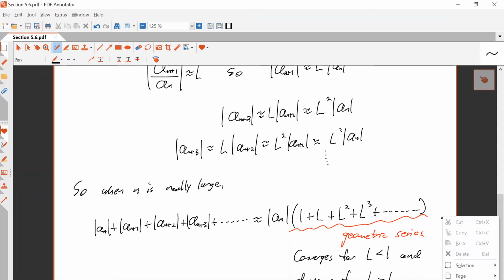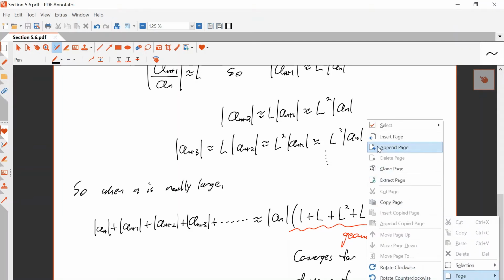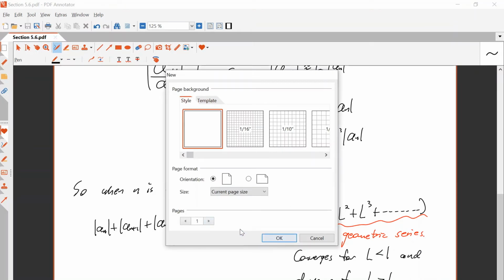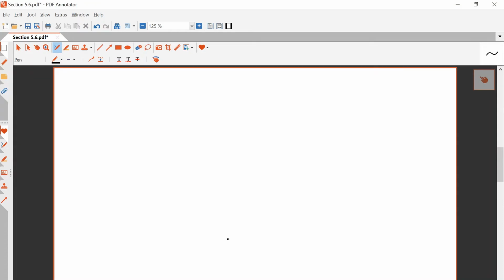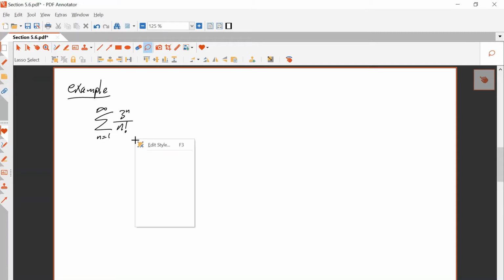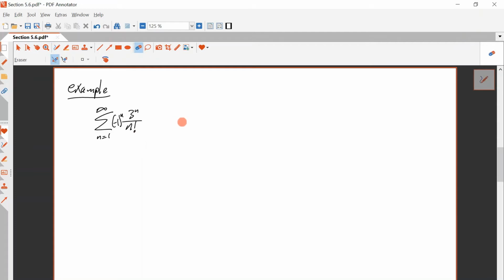Okay, let's take some examples. So the sum from n equals 1 to infinity of 3 to the n over n factorial. Let's make it alternating. Why not? Minus 1 to the n times 3 to the n over n factorial. So here, converge absolutely. Diverge.